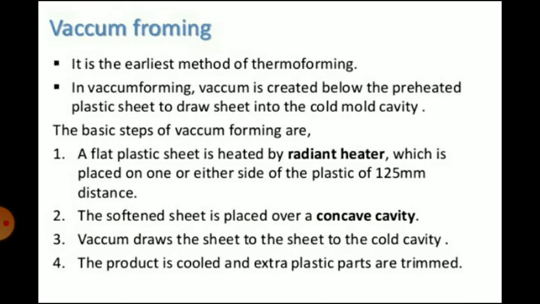So first is vacuum forming. It is the earliest method of thermoforming. Thermoforming, sometimes called vacuum forming, is a process in which a heated plastic sheet is changed to a desired shape by causing it to flow against the mold surface by reducing the air pressure between one side of the sheet and the mold surface. So this is the principle used in the vacuum forming process.